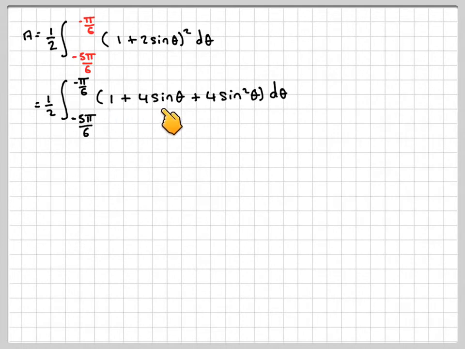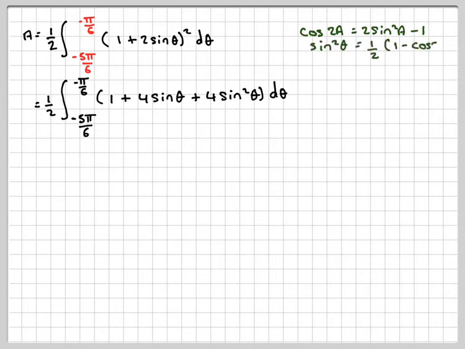We can integrate this, but this is a bit more challenging. But there's a standard result. We know that cos 2a is 2 sine squared a minus 1, sorry. Let's just get our notation right. So that means that sine squared a is going to be a half brackets 1 minus cos 2a. This is a standard result which you should really learn, which we'll replace in here.